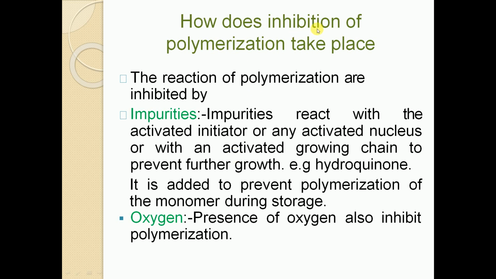So how does inhibition of polymerization take place? The reaction of polymerization is inhibited by impurities and oxygen. When impurities react with the activated initiator, or any activated nucleus, or with an activated growing chain, they prevent further growth. An example is hydroquinone, which is added to prevent the polymerization of the monomer during storage. Oxygen, in its presence, also inhibits the polymerization.